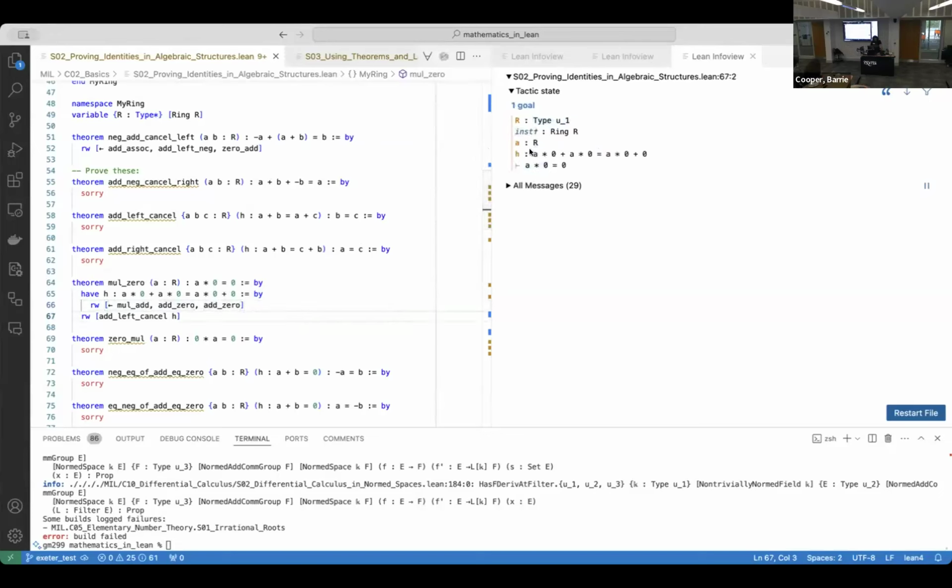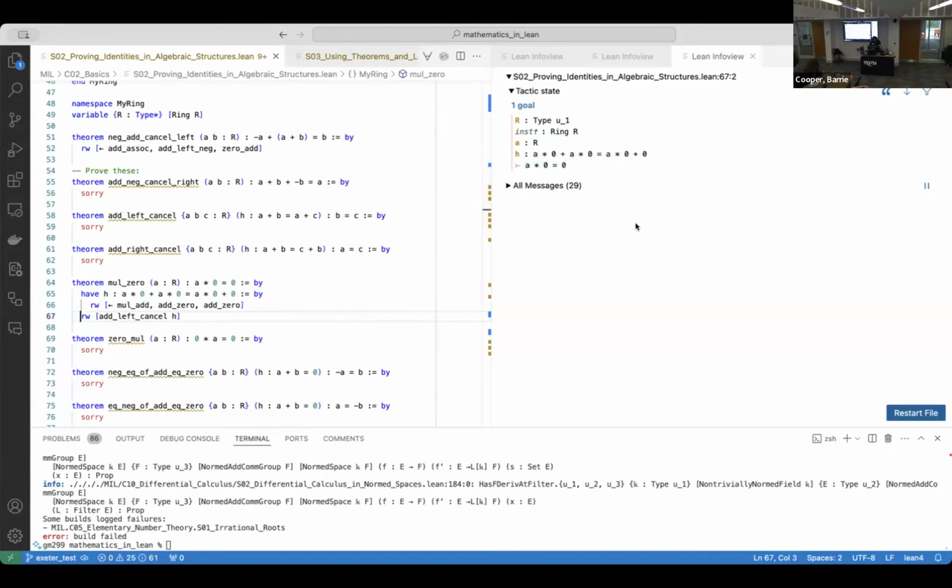So we can see here our context, which has all of these hypotheses. We've got this new hypothesis that we've proved, and we're going to use now this result called add left cancel. So add left cancel, which I guess we proved earlier. We confidently proved it with a sorry. Oh yeah, okay, we didn't prove it. We didn't prove it, but we should have proved it, yes.